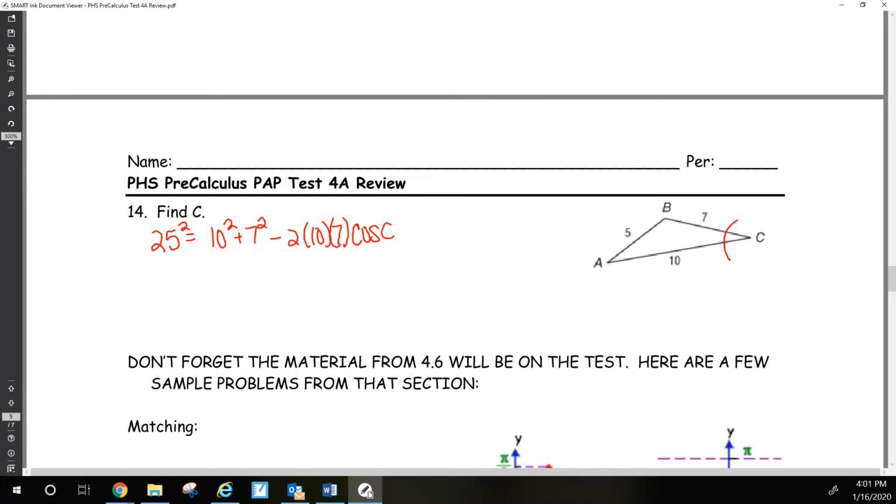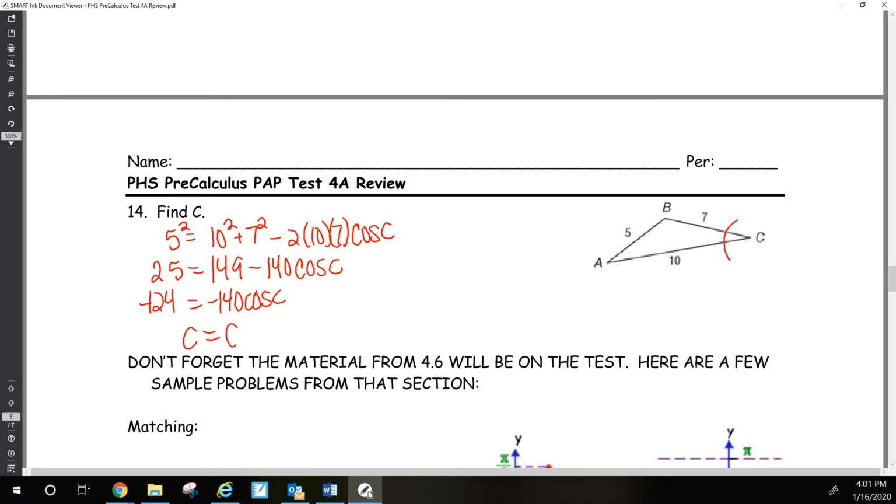All right, so 25 squared is, sorry, that is not 25, that's 5. I squared it when I wrote it up there. So 5 squared is 25. This would be 100 plus 49, that's 149. That's 2 times 10 is 20 times 7 is 140. Subtracting that 149, I got negative 124. It's equal to negative 140 cosine C.